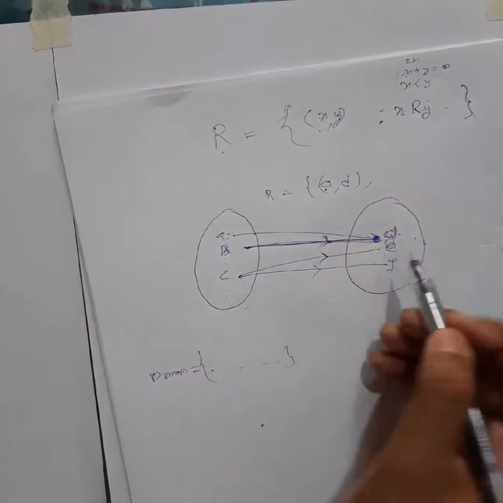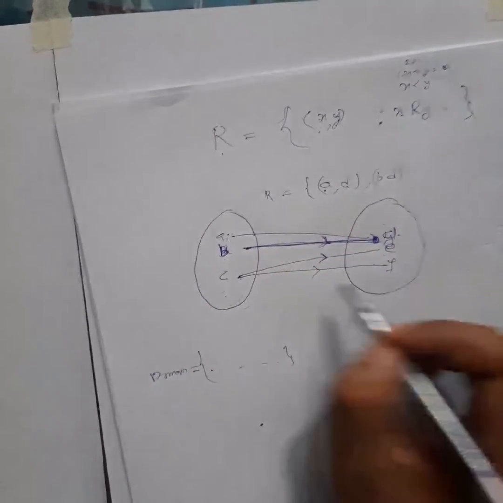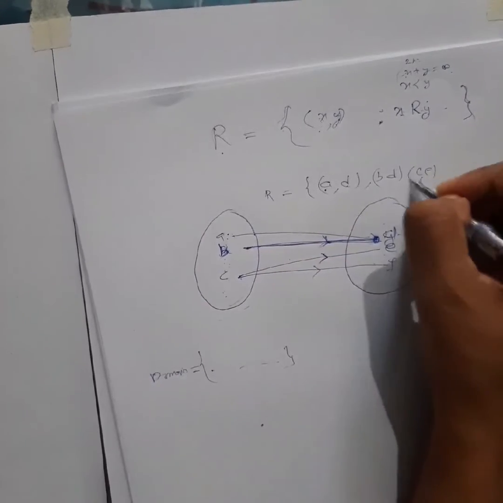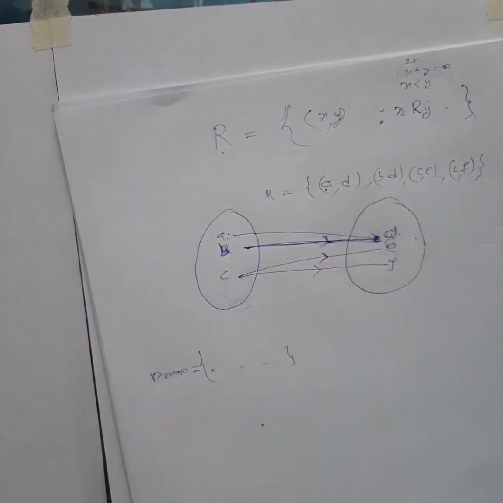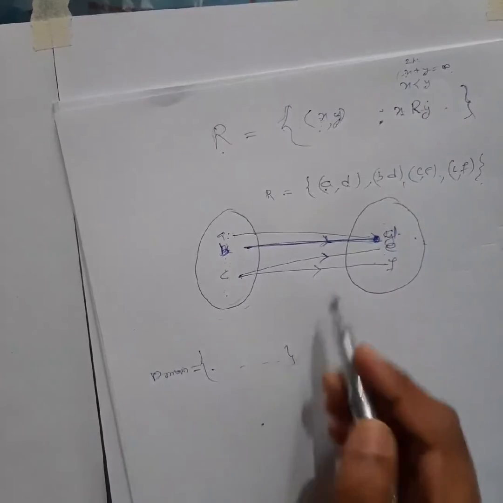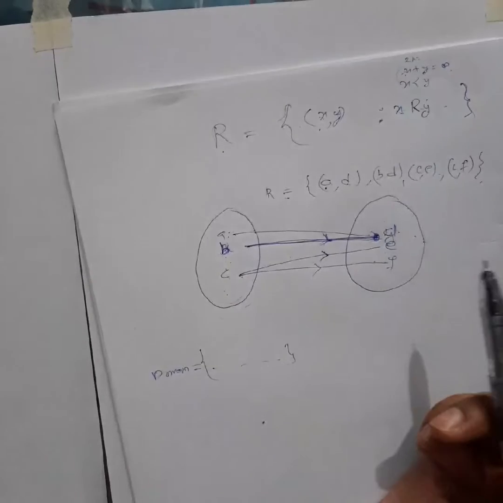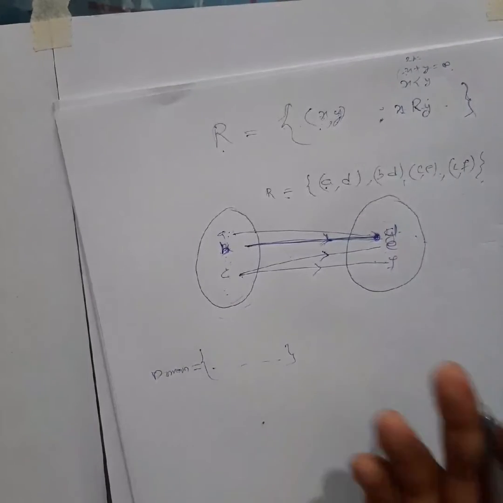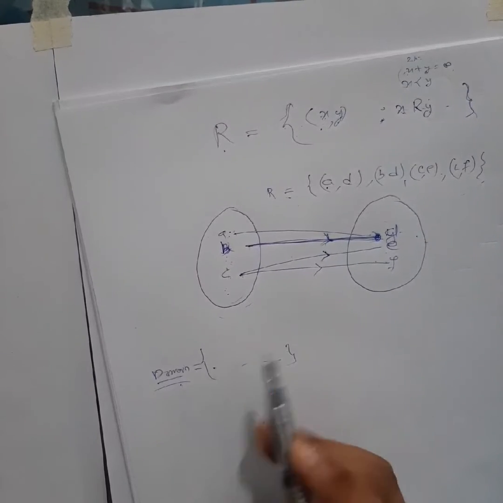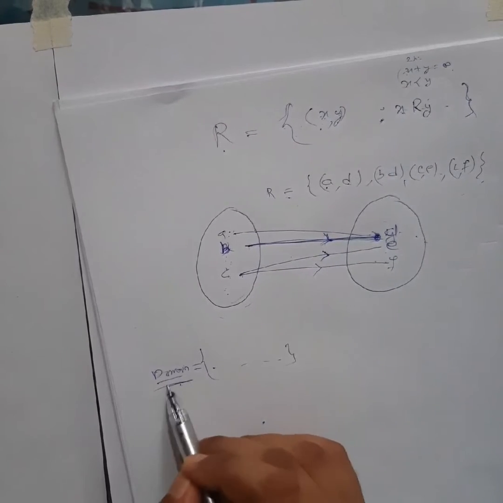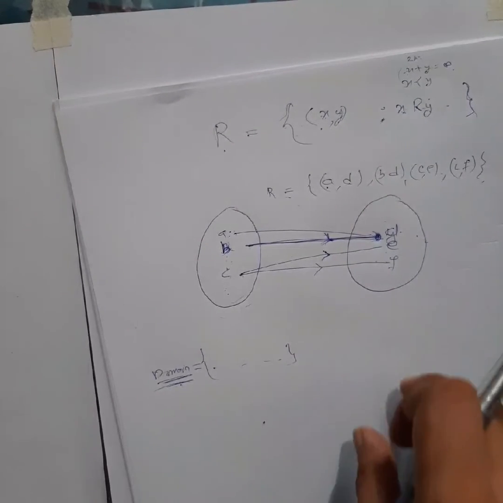Next, b and d are related. Okay, next c and e are related. c and f are related. This is how we write in roster form. Okay, so we will learn how to write this one also with the help of exercises. There are a lot of questions given like that. We have to find domain and range. Now, finding domain and range is very important. You will learn this in functions also, where students find it difficult to find domain and range. I will give you some hint and a trick there to find it in a simple way.